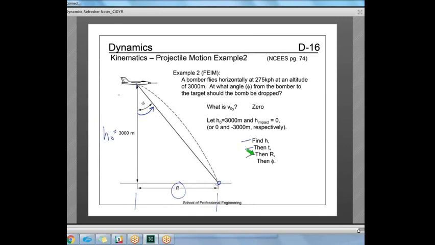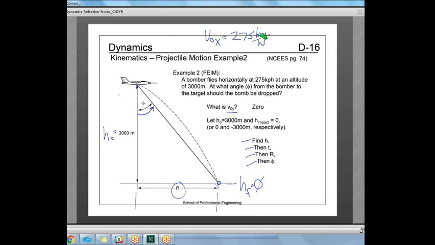Our initial height is 3,000 meters. We could call this a range. And so what we're going to do is we're going to set up the height equation, solve that for time, and use that to find range. Once we've found range, we can use some trig to find that angle. Our final height, hf or h impact, is going to be 0. And what is v naught in the y direction? Well, look at the problem statement here and see if you can figure it out.